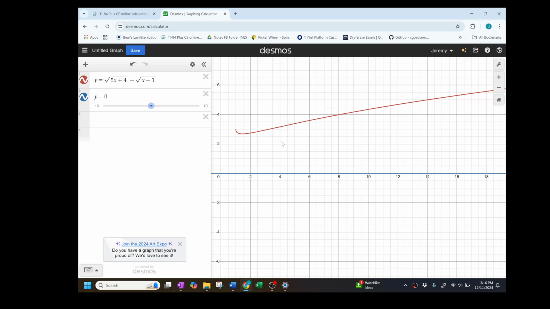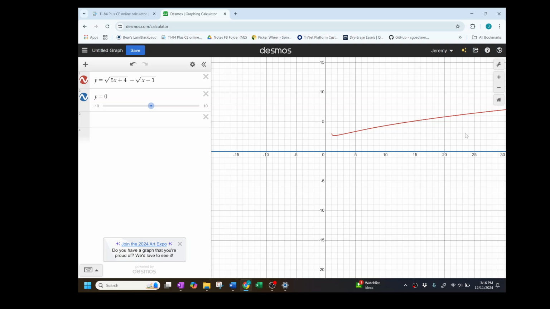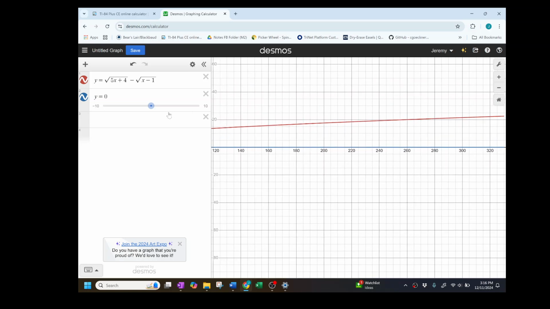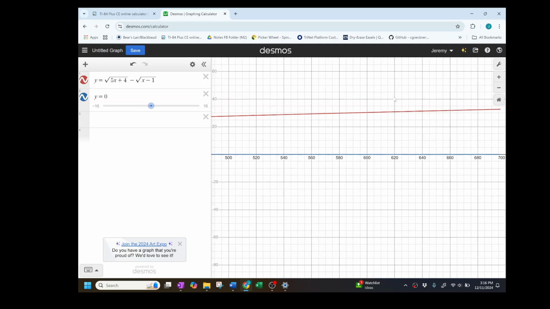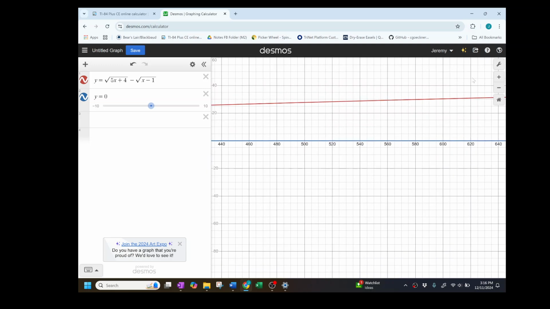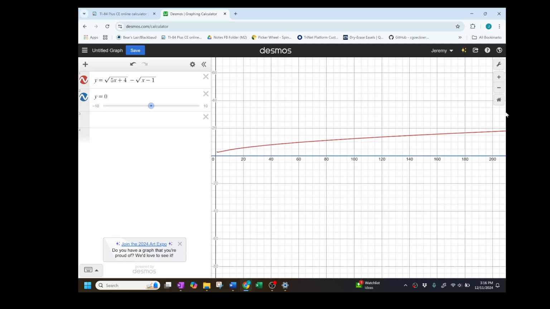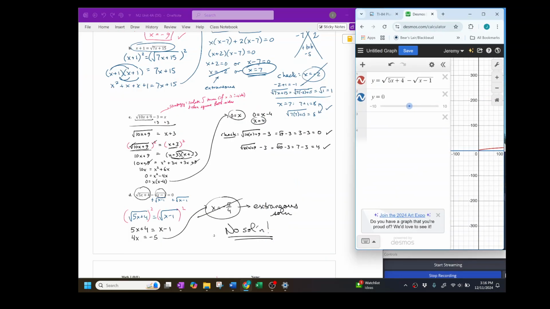And if you look at them, it seems pretty clear to me that they probably aren't going to hit each other. And if I zoom way out and then kind of scroll way over here, you can see that one curve is always going up and the blue line just stays put. So they never actually hit each other, which means they're never actually equal to each other. Okay, so all right, so no solution.